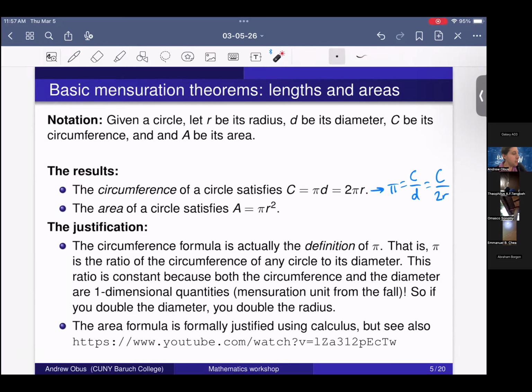What is pi? If I draw a circle, pi is the ratio of the circumference to its diameter. That's what it is. And this ratio is constant because the circumference and the diameter are one-dimensional quantities. If you remember a little bit about what we did in the mensuration unit in the fall, we showed that since they're both one-dimensional quantities, if you multiply the diameter by some factor, if you double it, for instance, you're also going to double the radius, I should say, the radius and the circumference.